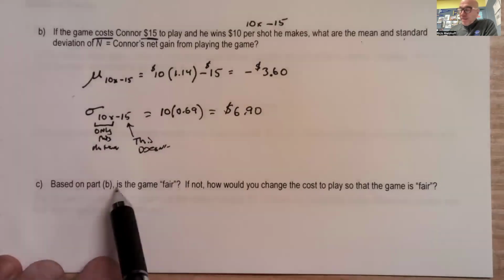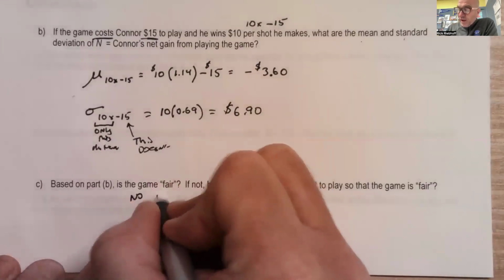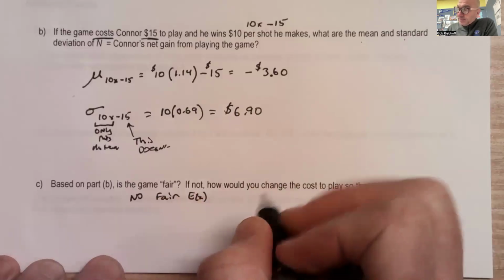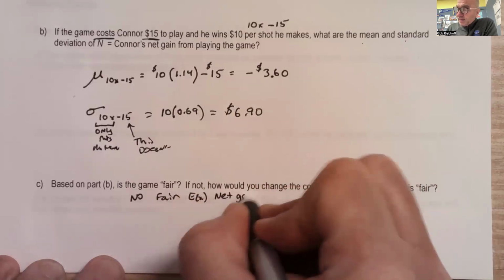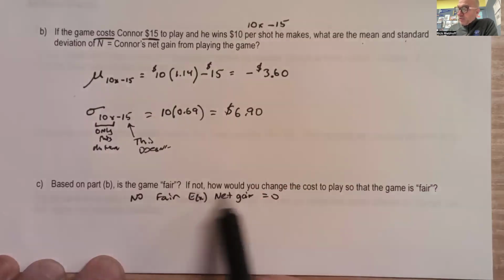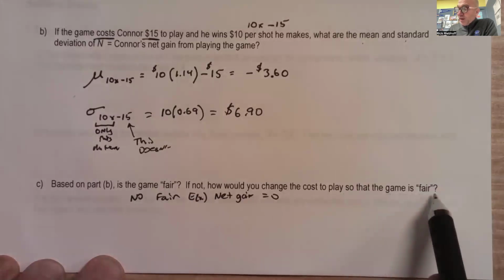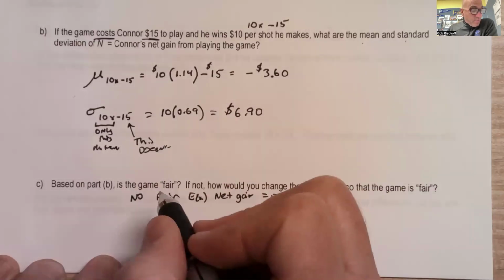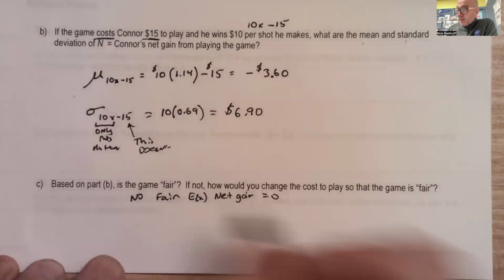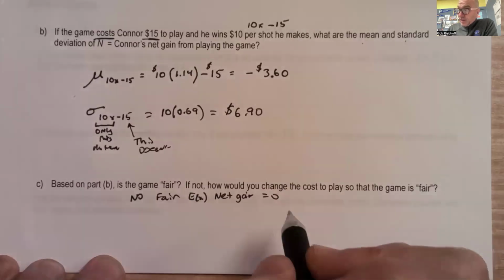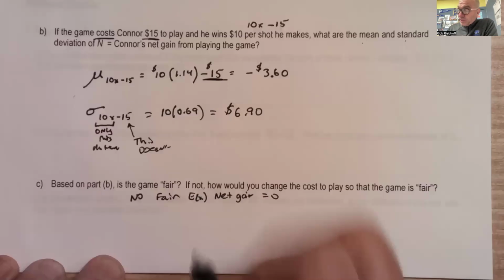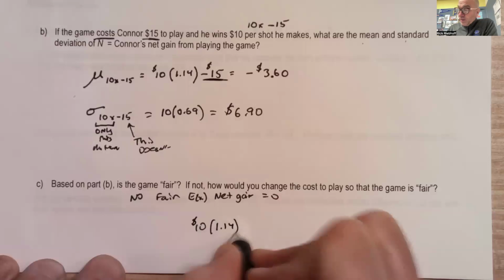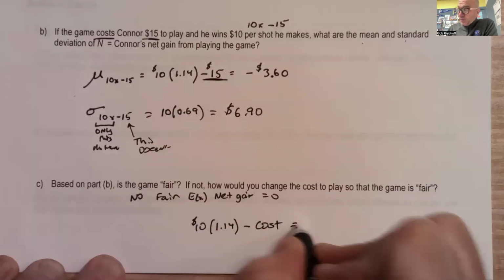All right, based on part B, is the game fair? No. Fair would be the expected net gain would be equal to zero. If not, how would you change the cost to play so that the game is fair? Well, you would have to go the cost to play, let's see, this is the cost. There we go. So $10 times 1.14 minus the cost needs to equal zero, right?